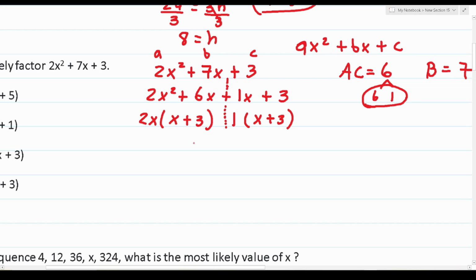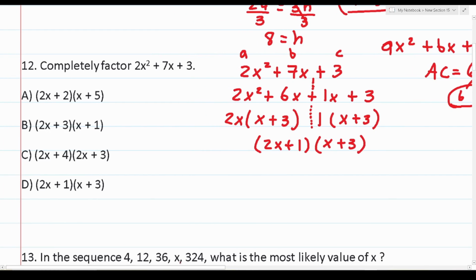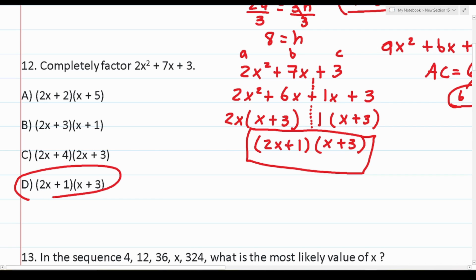Okay, so now we combine 2x plus 1, and we bring down one of the x plus 3's. And this one has been completely factored. So we know the answer to this one is 2x plus 1 times x plus 3, which we can see is D.